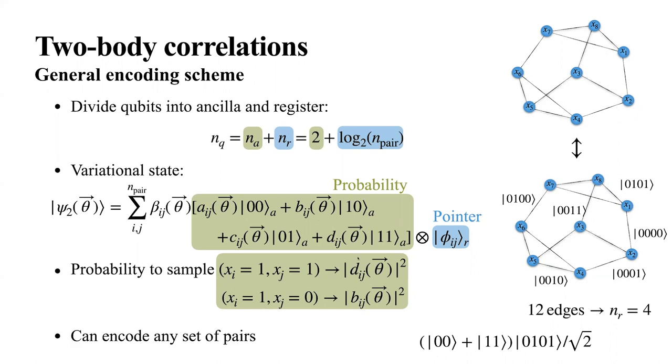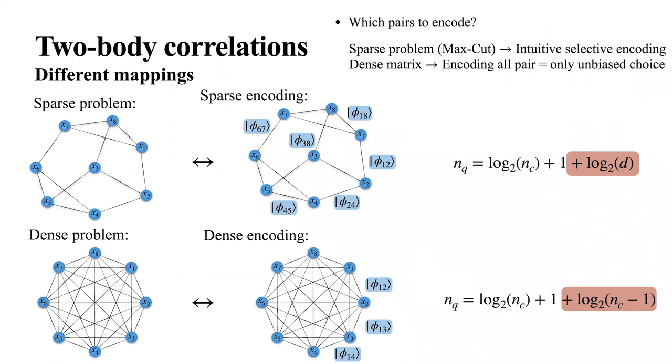And this quantum state is very general in the sense that I can choose which pair I encode. It will change the number of qubits I need, but I can choose which one I encode. It's a choice that I have. So this slide is about this point. So I can choose which pair to encode. And for example, if I have a sparse problem, so this is my sparse problem in max cut, I could choose to do a sparse encoding.